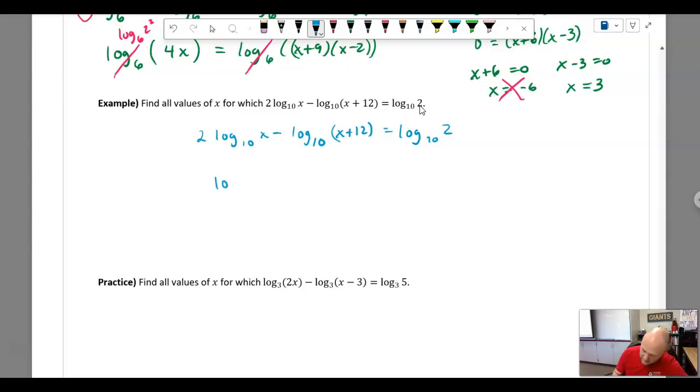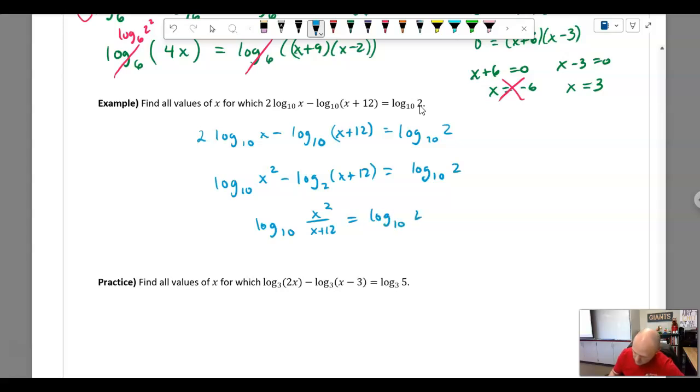So I'm going to go ahead and use the power property first. This gives me x squared. And then I'm going to use the quotient property. So we get log base 10 of x squared over x plus 12. And on the right-hand side we just have our common log of 2, log base 10 of 2.